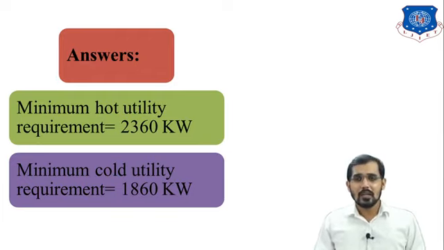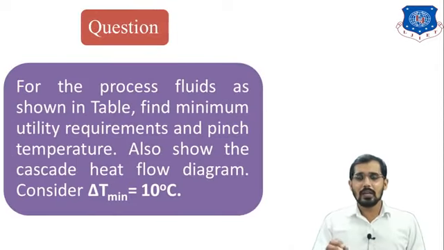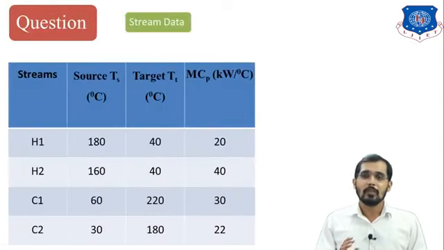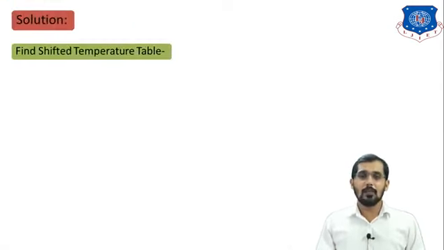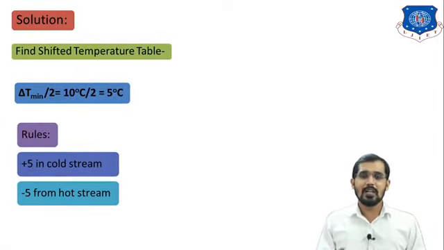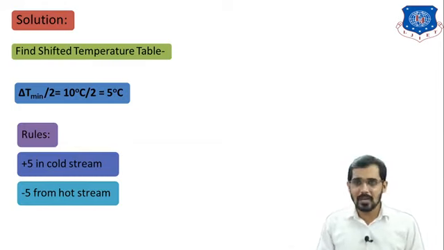What we have seen in this lecture, I am repeating now. You can see we have taken this question, and here delta T minimum is also given. You have to find in this question the minimum cold utility and minimum hot utility. So before that, in the question this table will be given, that is the stream data for H1, H2, C1, C2. After that we have calculated the shifted temperature. For shifted temperature, these are the rules which you can see on the screen. First you have to find the adjusted temperature. For that you have to divide the temperature by 2, meaning you are going to divide that temperature in equal intervals, that is delta T minimum by 2.